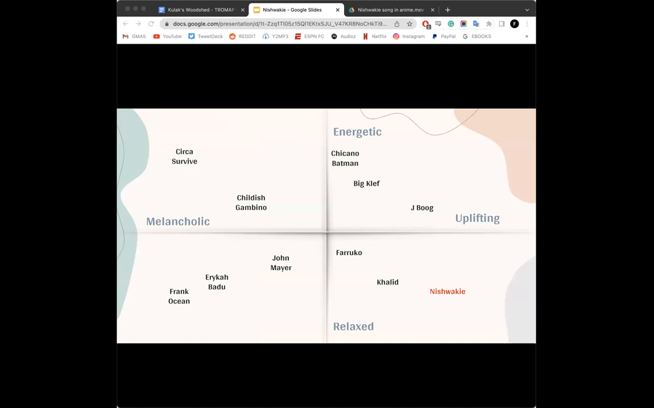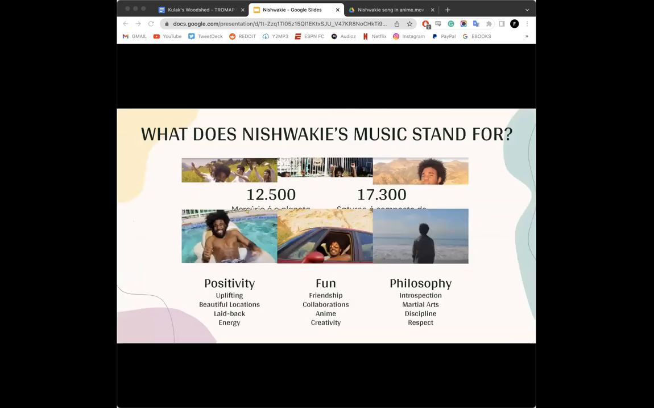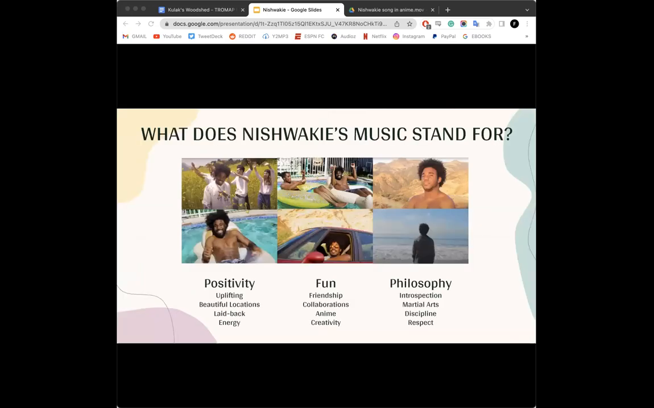Thank you, Aubrey, for that great introduction. So in speaking in terms of your music and where it falls genre-wise on a spectrum between melancholic, energetic, uplifting, and relaxed, we see your music falling in between the uplifting and relaxed axes. In comparison to other known artists, your music sonically aligns most with the sounds of artists like Farruko and Khalid. We feel that your music has a chill and relaxed energy while also remaining uplifting with a positive feel to it.